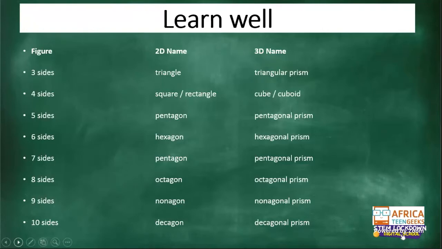6 sides, that would be hexagon. Hexagon has 6 sides and would be hexagonal prism. Heptagon has got 7 sides, then it would be heptagonal prism. Octagon has got 8 sides, hence the name octagon. Then it would be octagonal prism. Nonagon has got 9 sides, nonagonal prism. A decagon has got 10 sides, then it would be decagonal prism.